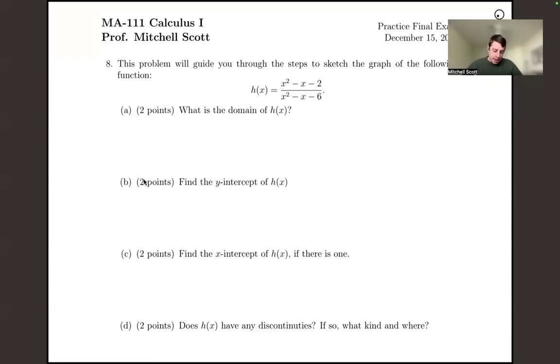But nonetheless, we have this function x squared minus x minus 2 over x squared minus x minus 6, right? So what is the domain of x? Because this is what we call a rational function, right? It has a nice function on top and a nice function on bottom. We know that the domain is all real numbers except for when the bottom equals 0, right? So we're going to have to factor this.